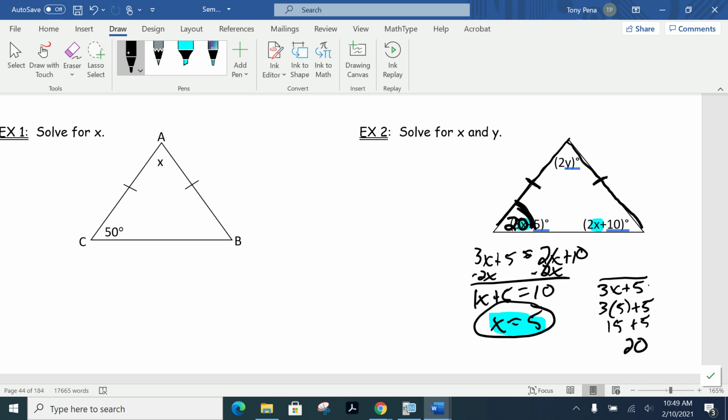I could have done the same thing here. If I wanted to, I could plug in 10 right here, or a 5. Hold on a second, wrong one.